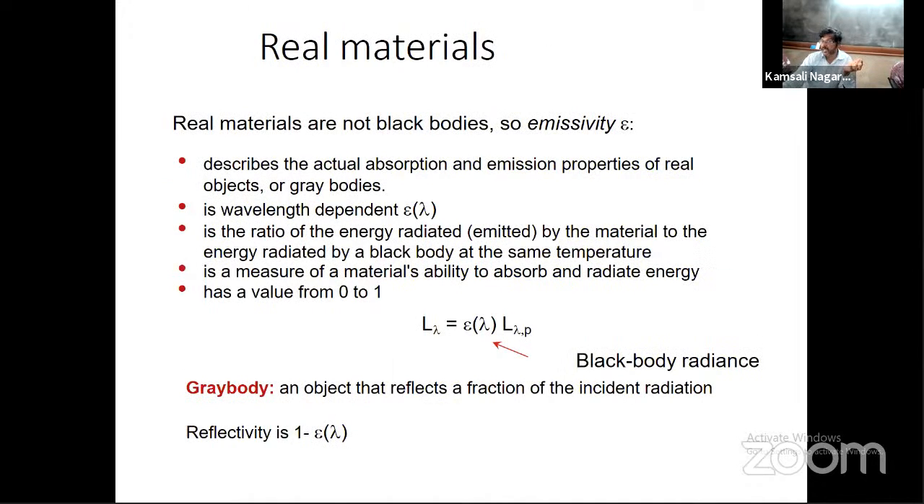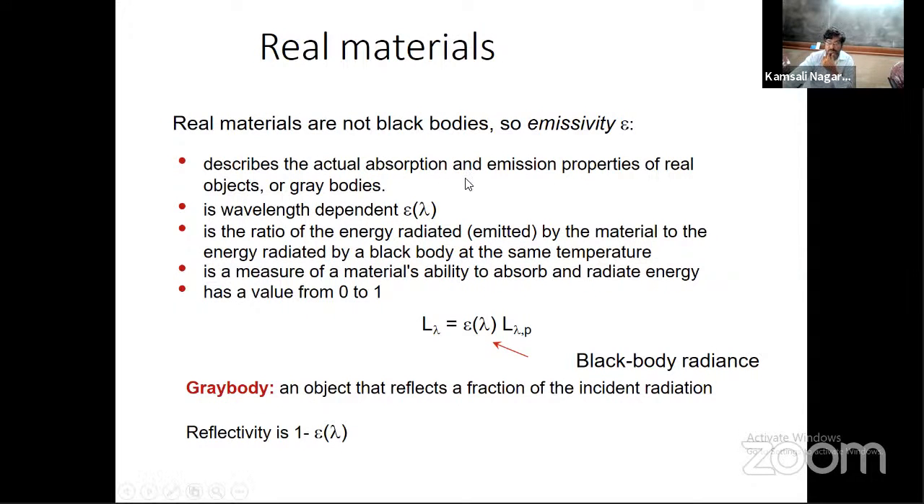In real materials, what happens? Real materials are not black bodies, like iron or copper or a table, whatever objects you see around you. This is described in terms of emissivity. Emissivity is nothing but the ratio of the radiant energy emitted to its environment to the amount of energy incident on it.